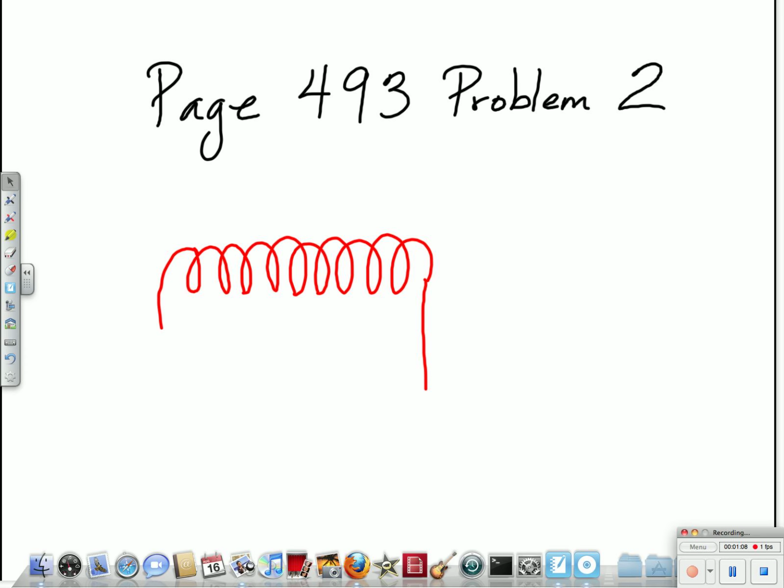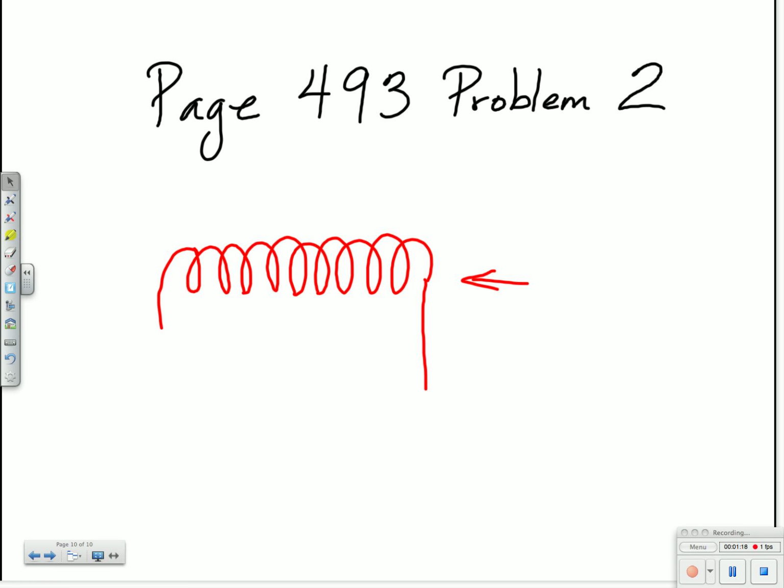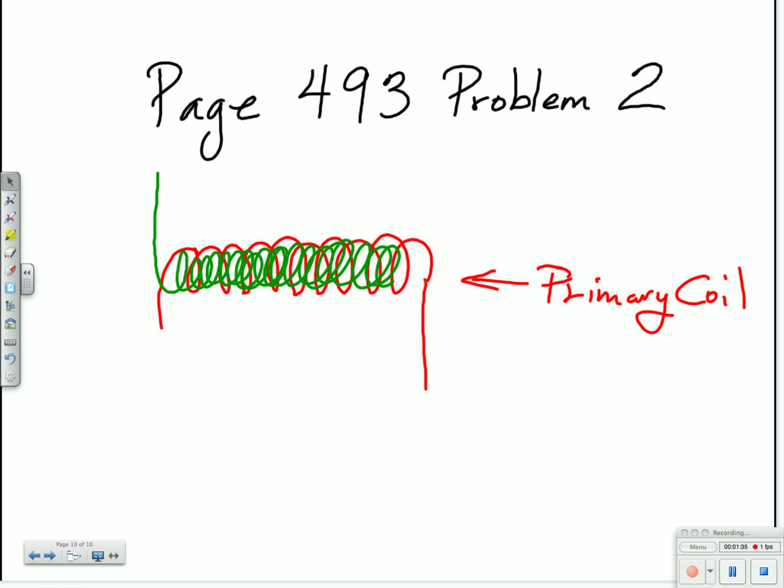So we have ourselves a transformer, an ideal transformer that has 50 turns in its primary. And now this is just the primary, so let's call our red coil the primary coil. And let's go ahead and draw ourselves another coil. Let's put a lot of little coils in there, because this should be 100. No, it should be 250. So let's draw a whole bunch of them. Let's call this our secondary coil.